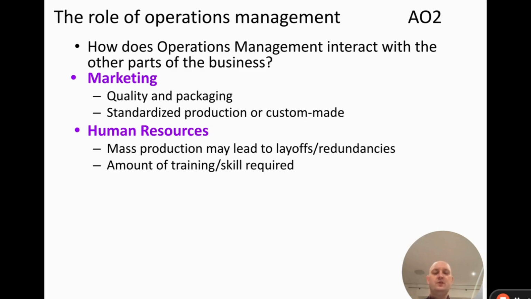Human resources, we talked about mass production. Generally they're going to buy machinery in order to enable an assembly line. And that may require some layoffs or redundancies, which the human resource department will have to deal with. And also things such as amount of training and skill required. So in the production process, do employees need a lot of skill, or is it kind of using machinery to do that? And pretty much anyone can do that. So they'll need to hire people with the appropriate skills.